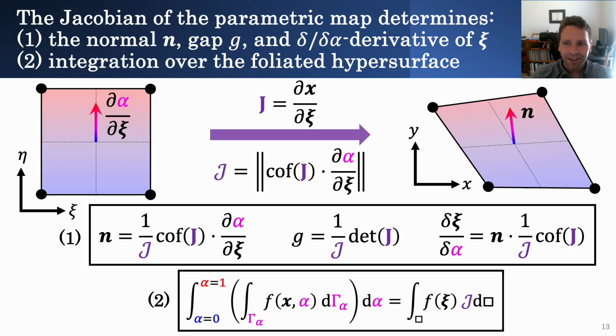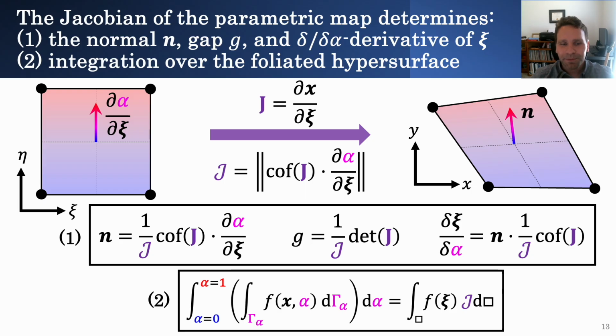Things like the local surface normal, or rather the normal to a particular level set, if you like. It also gives me a means of computing directly this differential gap function, and also even the delta alpha derivative of these convective or parametric coordinates c, which can be used to compute things like the delta alpha derivative of the shape functions of the element and so forth.